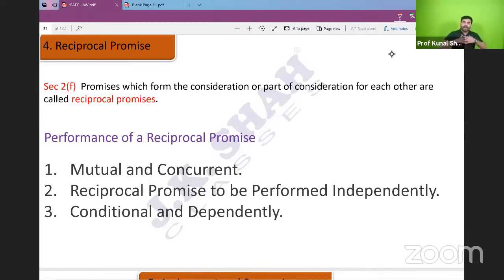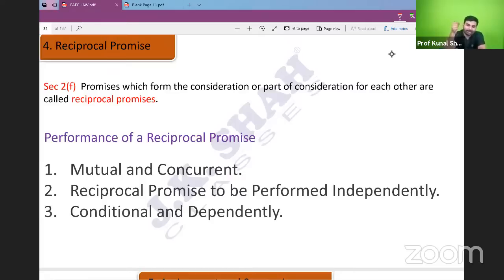If I am making a promise to sell the car and Karthik is making a promise to pay me 10 lakh rupees, does it mean only I will have to perform? No. Only Karthik will have to perform? No. Both the parties have to perform, which is nothing but bilateral contracts. So whatever are bilateral contracts, they are actually nothing but reciprocal promises. That is, a promise made against a promise.